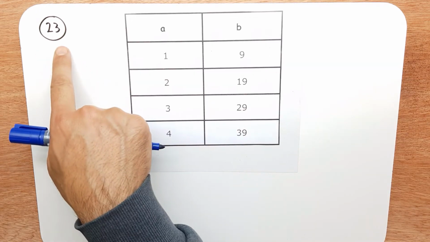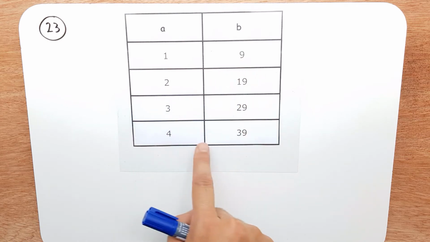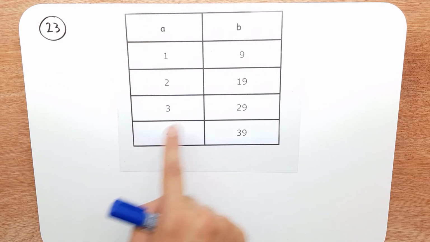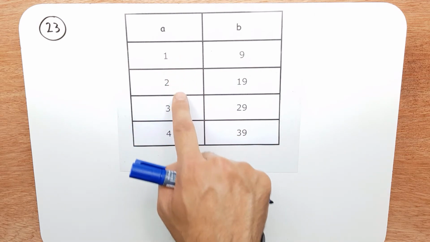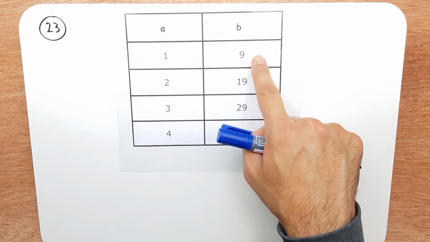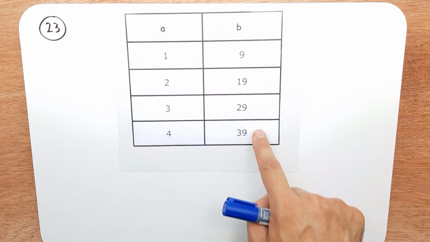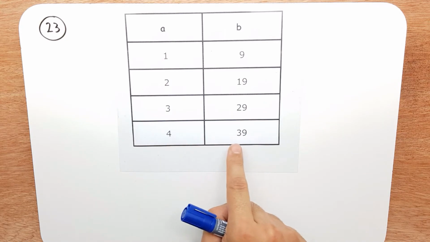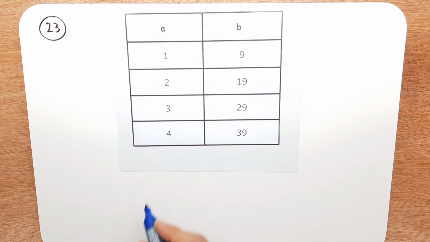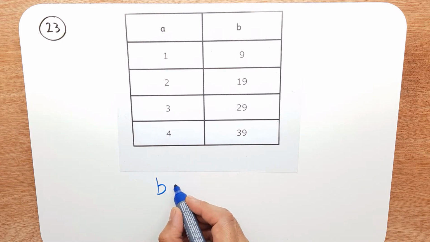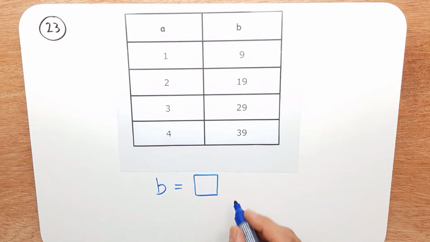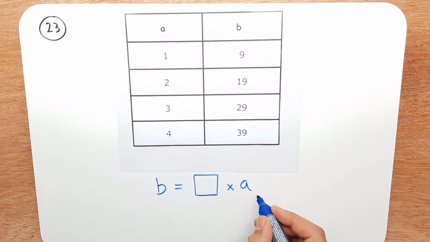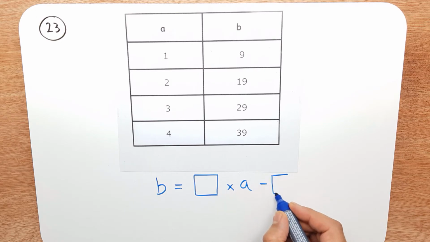In question 23, we're given a table of values, A in the first column and B in the second column. And A goes from 1, 2, 3, 4, and B goes from 9, 19, 29, and 39. And we're asked to find a rule or complete the rule. They've given us B equals something multiplied by A, take away something. And we need to find these two.